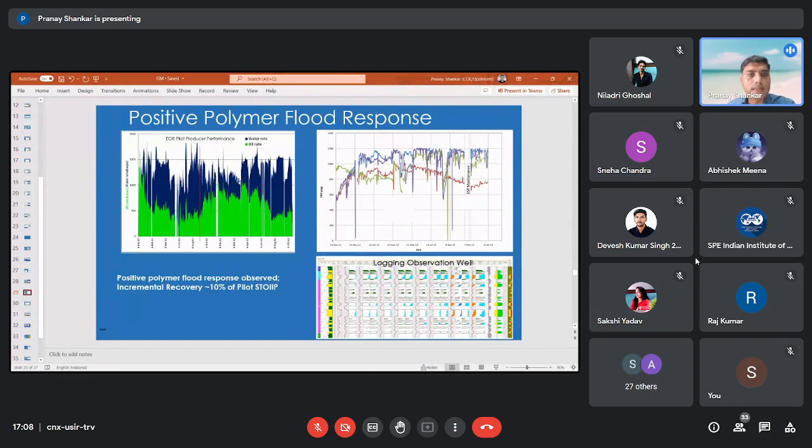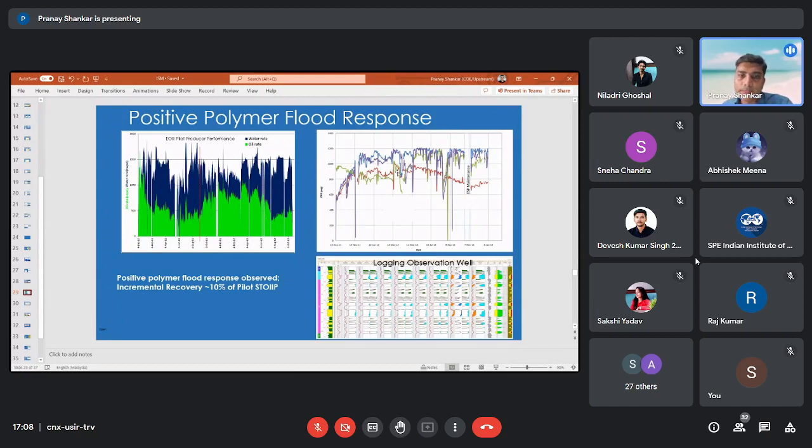This is because polymer, as I said, being a viscous component, improves your mobility ratio and improves the sweep. As a result, you produce more and more oil and the water cut starts going down. And then after some time, you have water breakthrough happening again. So this is what you can call incremental due to polymer.